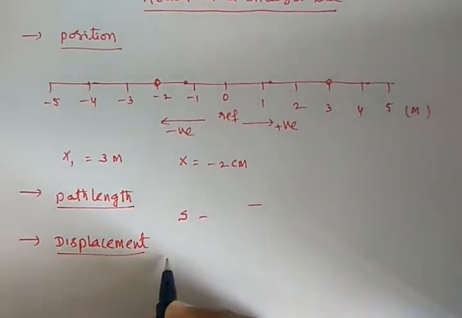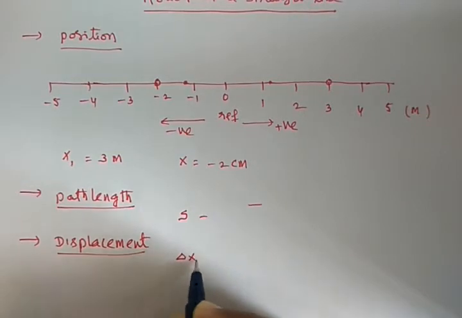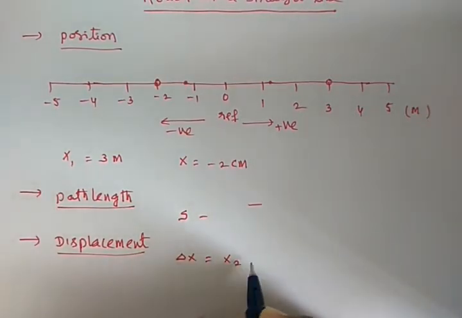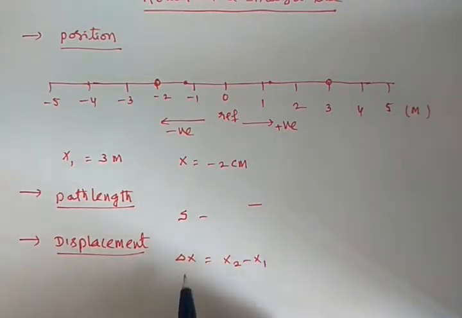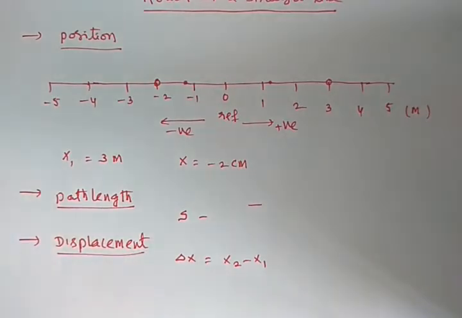So you can write down displacement as delta x, that can be x2 minus x1. Here x2 is final position and x1 is initial position. So delta x is change in position of your body. Let us try to understand path length and displacement by taking some examples.